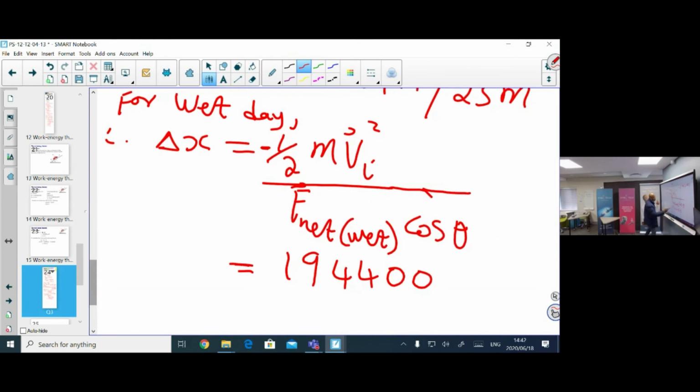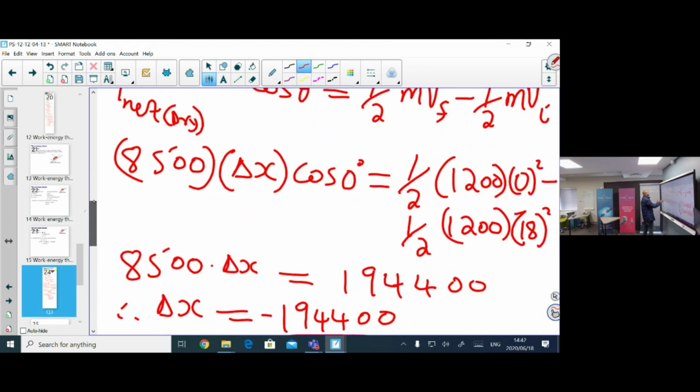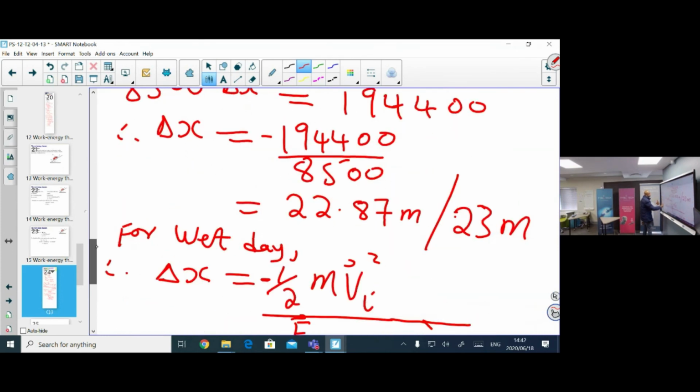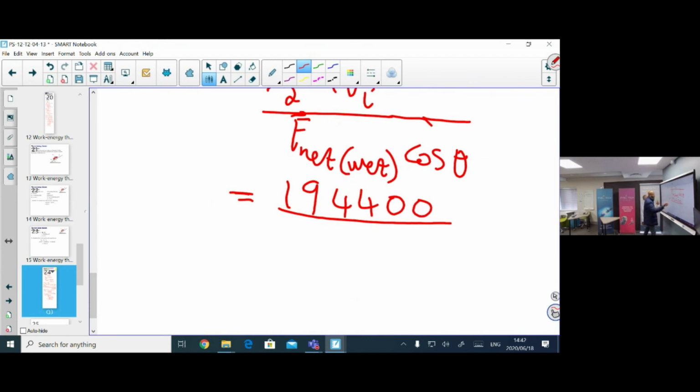194400 divided by, this time, we have what? The weight there, that is the half. I think we have calculated it, which is 4,250. That is F net. That is F net multiplied by 1, where is it coming from? From cos 0, which equals 4,250. Let me not include it, because we know that we have calculated this. We're just trying to show that is the half there.